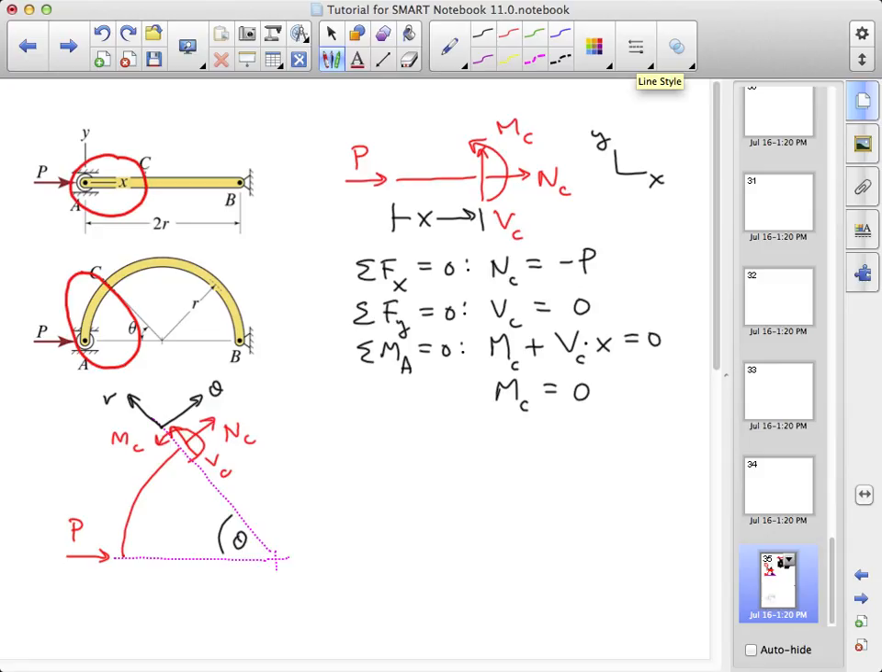It will be important for us to break P into components in the r theta direction. We'll note that theta is here, and so we have a component of P in the theta direction that will be equal to P sine theta and a component of P in the radial direction that will be P cosine theta, but in the minus radial direction. We might also note that this vertical distance is r sine theta.